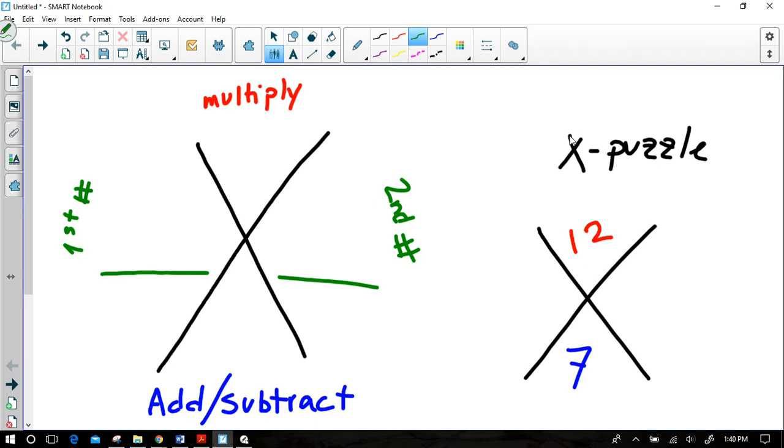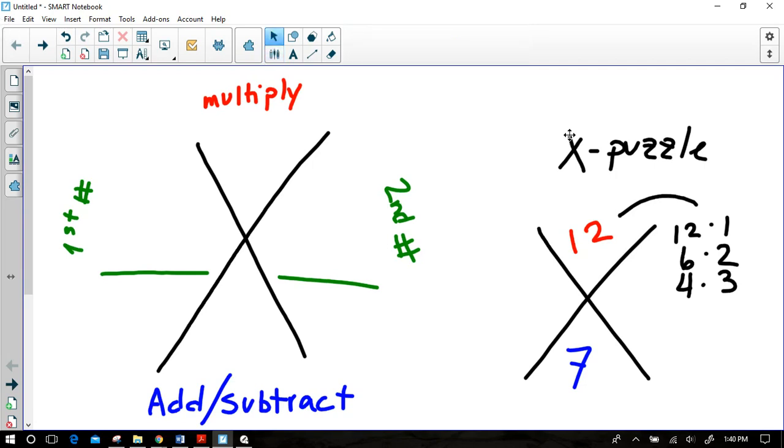So I'm going to kind of walk you through this one, okay? Some people find that the easiest method is to start listing factors of the top number. So factors would be like 12 times 1 is 12. 6 times 2 is 12, and 4 times 3 is 12. And there's no other sets of whole numbers that would give me 12. So now, of these 3 sets of numbers, which ones might add or subtract to give you 7?